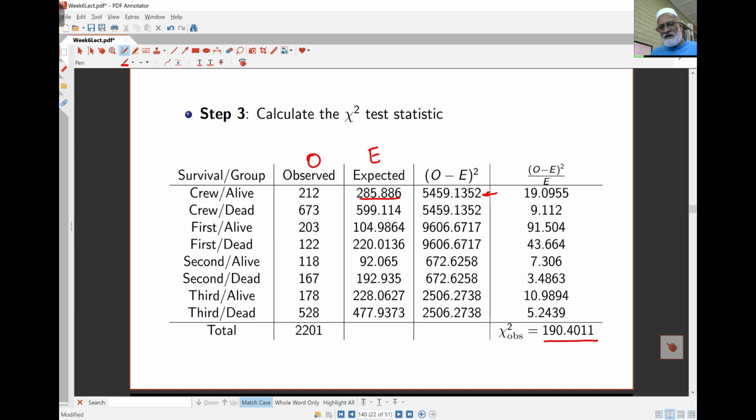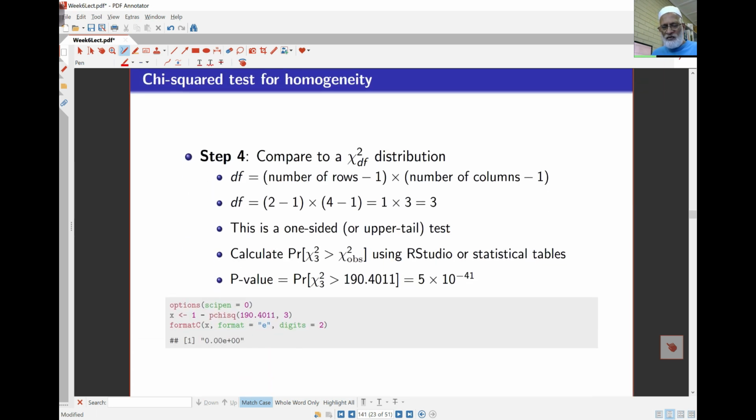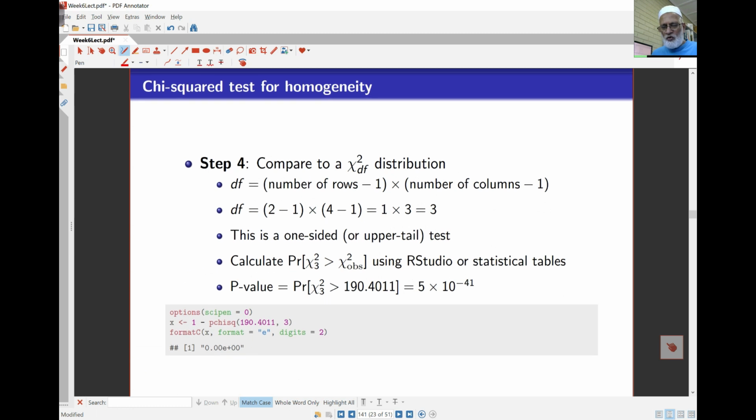190.4011. Now the degrees of freedom for the chi-squared distribution is going to be the number of rows minus 1 times the number of columns minus 1. We have 2 rows, so it's 2 minus 1, and 4 columns, 4 minus 1. It comes to 3. Now the value we have for the chi-squared is 190. We said earlier that the mean for the chi-squared is equal to its degrees of freedom. So the mean here, for 3 degrees of freedom, would actually be 3. This is a very large number compared to 3. So I would expect that the p-value here will be small, and it is very small here.